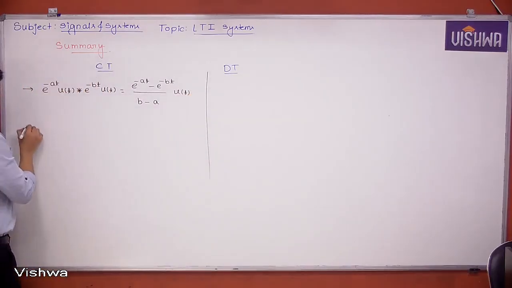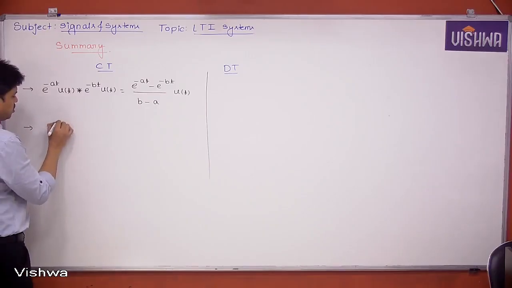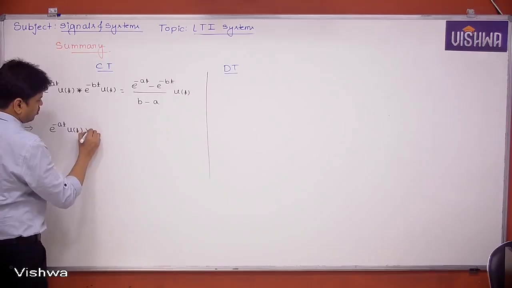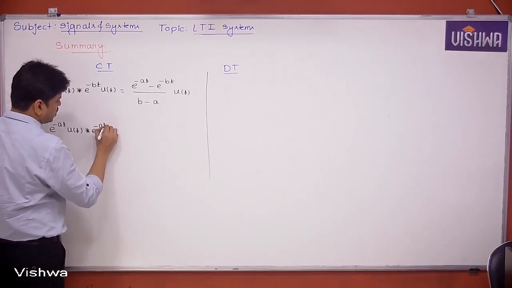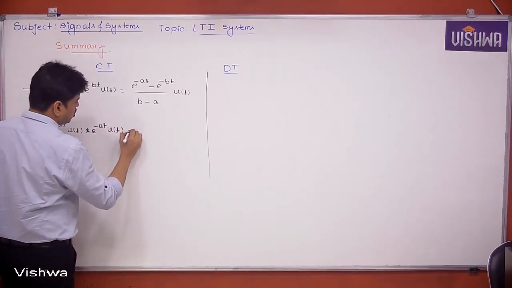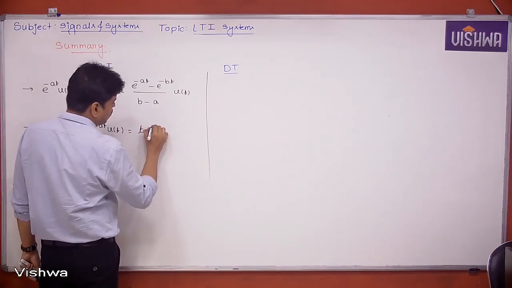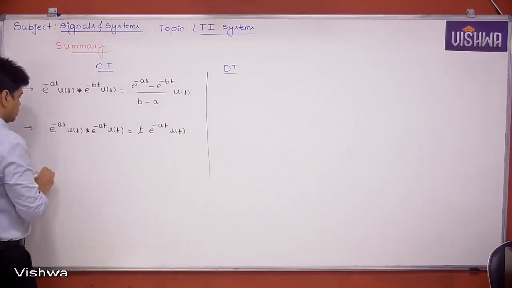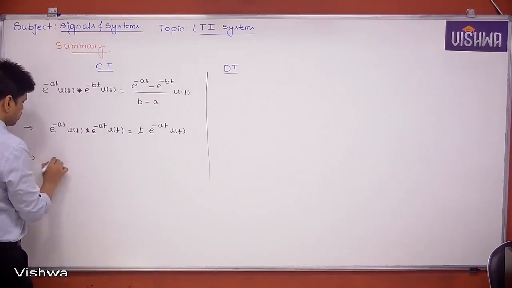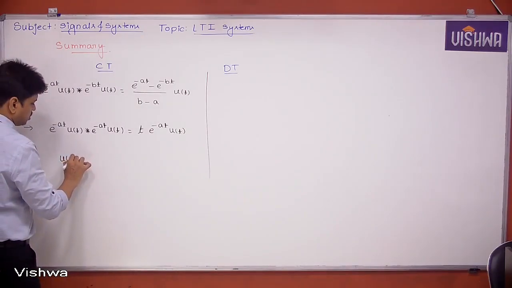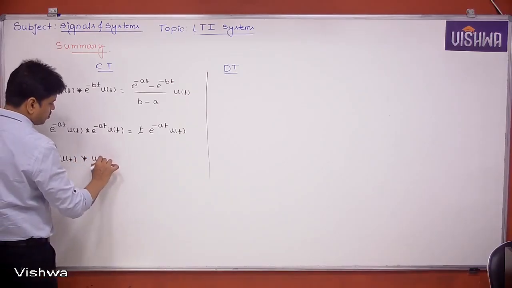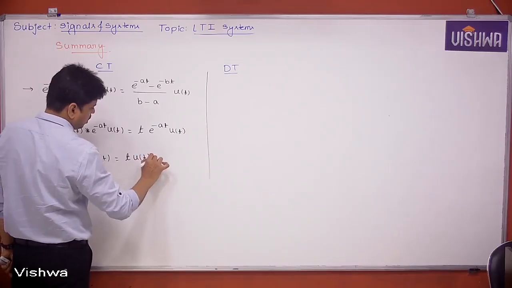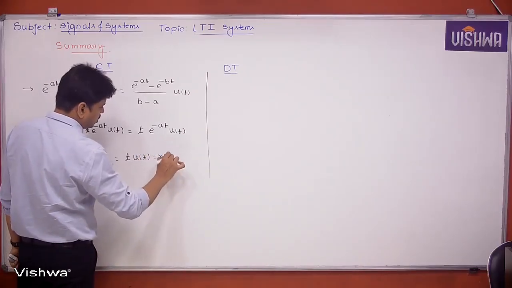Next, if a is equal to b, then e power minus at u of t convolution with e power minus at u of t is going to be t e power minus at u of t. Next, if a is equal to b is equal to 0, then u of t convolution with u of t, we are going to get t u of t, which is r of t.